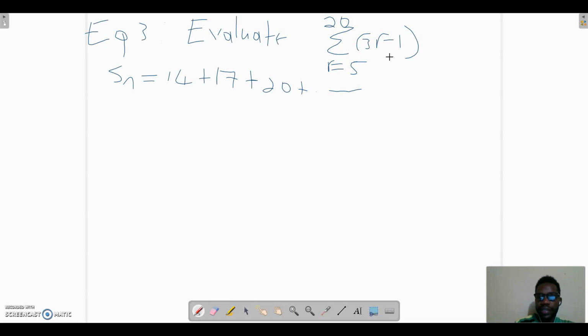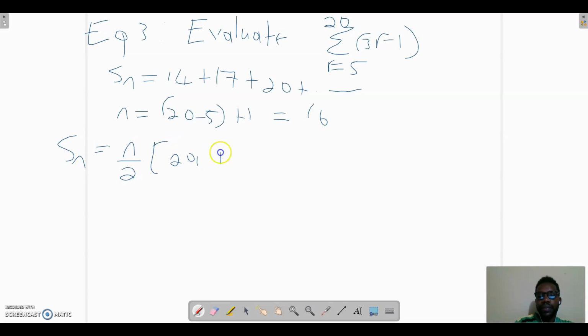So let me just write something here. So we could say n is equal to 20 minus 5 plus 1. Alright? So 20 minus 5 is 15, 15 plus 1 is 16. So we have 16 terms. Once we establish that, we can go back to the formula and say Sn equal n over 2 into 2a plus n minus 1 times d.